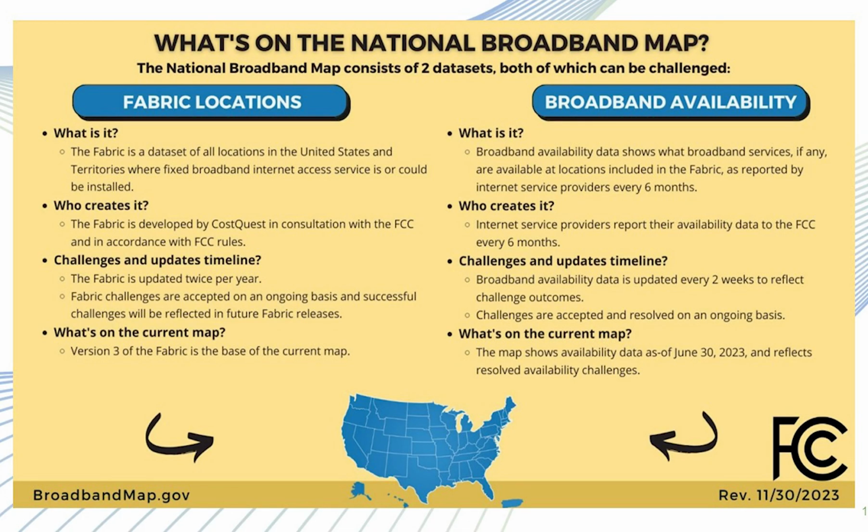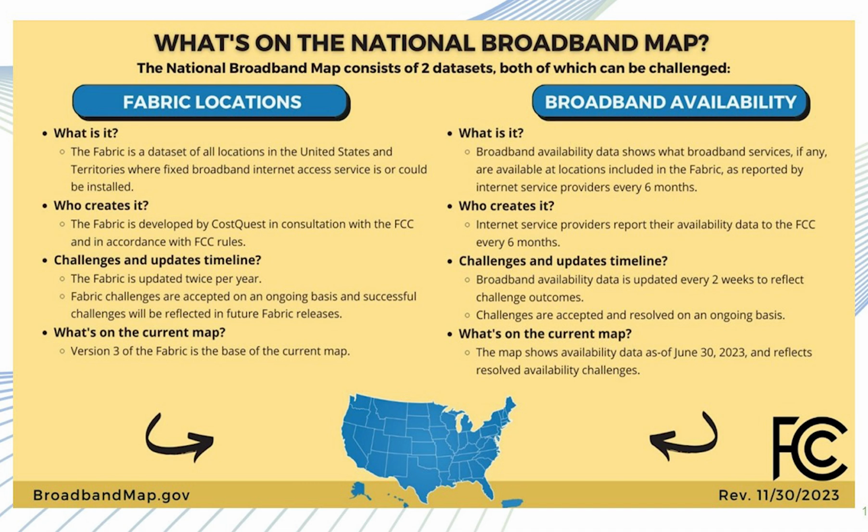So now we're going to place our focus back on the FCC National Broadband Map. The National Broadband Map consists of two data sets, both of which can be challenged: fabric locations and broadband availability. What are the differences between both? Fabric locations is a data set of all locations in the United States and territories where fixed broadband internet access service is or could be installed. Think about fabric locations as more of the address itself, basically like a point on a map. The fabric itself is developed by CostQuest. It's a consultant for the FCC, and it follows FCC rules.